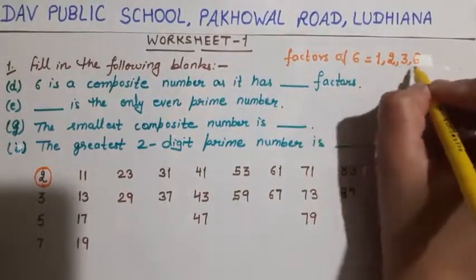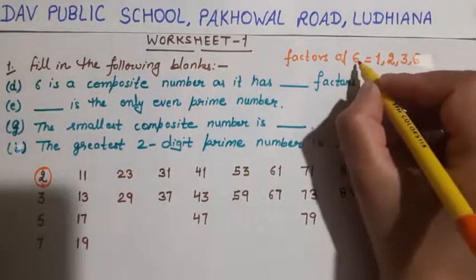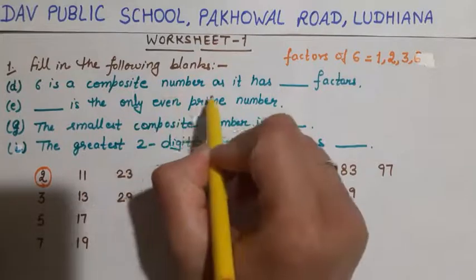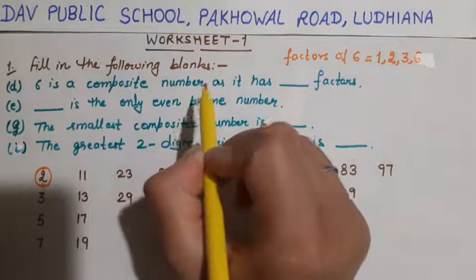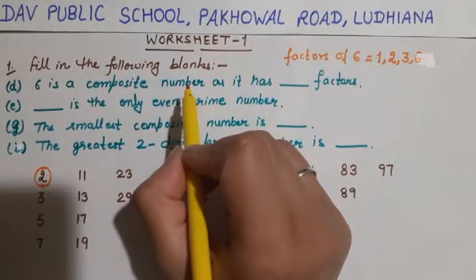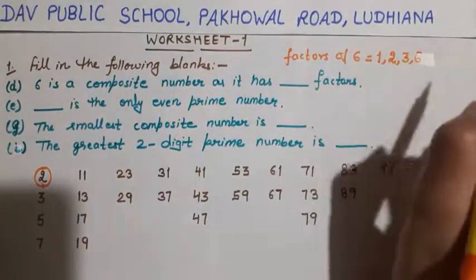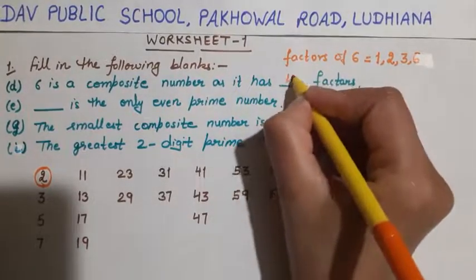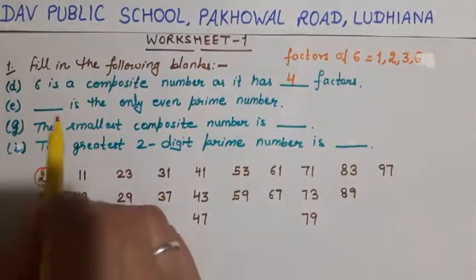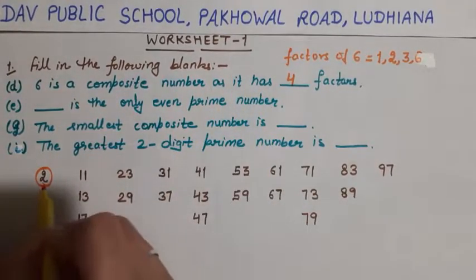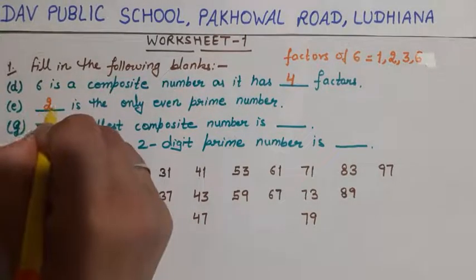As you can see, here are 4 factors of 6. So 6 is a composite number. What are composite numbers? Which have more than 2 different factors, other than 1 and itself. So it has 4 factors. So you can write 4. Dash is the only even prime number. As I discussed, 2 is the only even prime number.